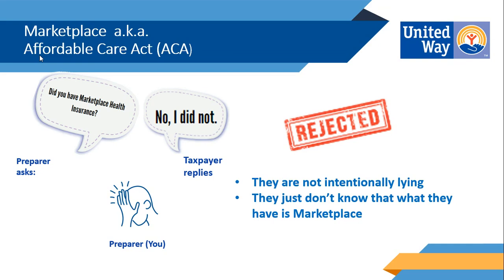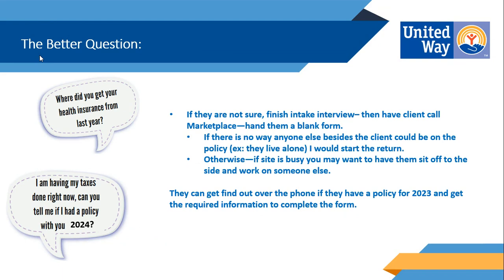They're just saying, oh, you have United. Oh, you have Blue Cross and Blue Shield. Oh, you have this, or oh, you have that. They don't understand that the health insurance they have is actually Marketplace health insurance. So it's not that they're lying to you, they just don't understand. So don't ask, do you have a Marketplace? The better question is, where did you have your health insurance last year? Did you have it through work? Did you have Medicaid, Medicare? Ask them something like that.